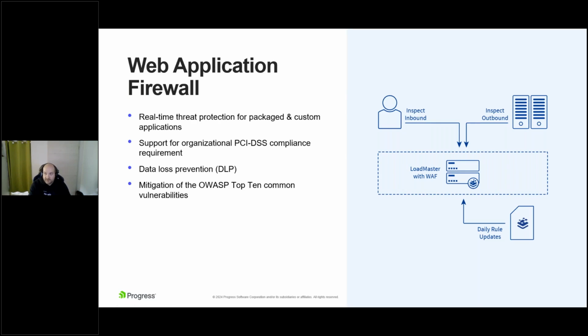First of all, what is the Web Application Firewall? It's an engine that works with a core rule set to protect yourself against the OWASP top 10. It gets daily updates for IP reputation and for country matching. And we can inspect the inbound and the outbound traffic.